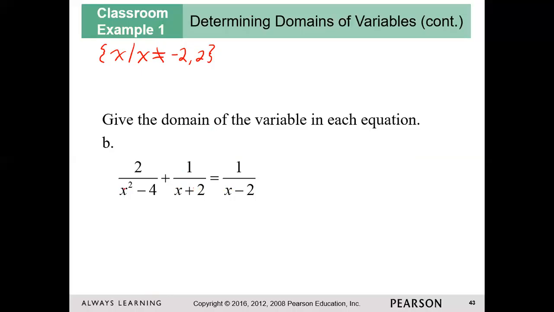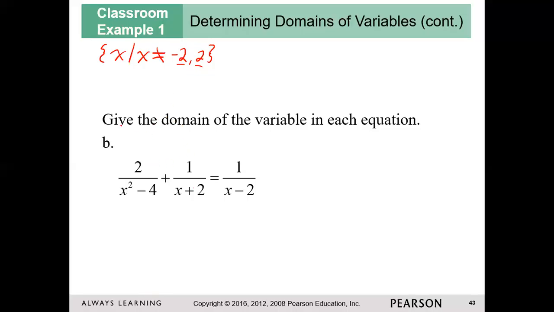And the same thing is going to happen here. If you square 2, you get 4. 4 minus 4 is 0. You get 0 in the denominator. So these are the no-go list. If we get an answer of -2 or positive 2, we are going to have a false solution. And again, I promise I'll talk to you about that a little bit later on.